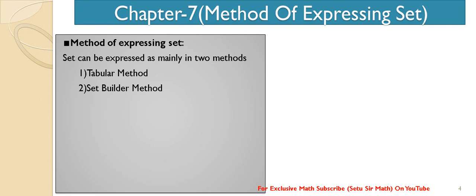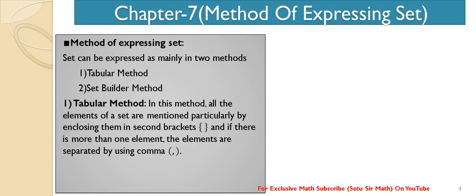So first I will discuss tabular method. In this method all the elements of a set are mentioned particularly by enclosing them in second bracket. That is the thing, in tabular method we will write down all the elements in between the second bracket, and if there is more than one element, the elements are separated by using comma. Already you know this.